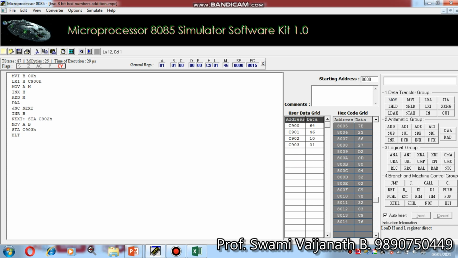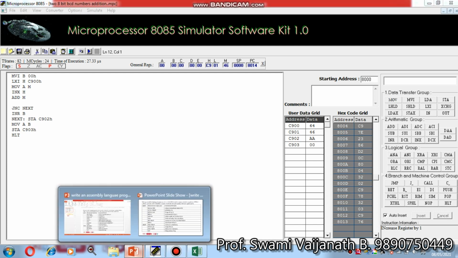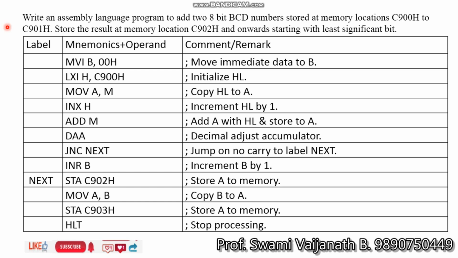But suppose I miss the DAA instruction. Whenever you miss that instruction, it is considered as a hexadecimal result. See here, I execute the program, and you will see only the hexadecimal addition. So keep in mind, whenever BCD or decimal is asked, the DAA instruction must be there, and it is written right after any add instruction. I hope you understand this program.